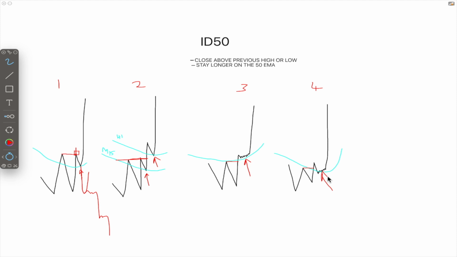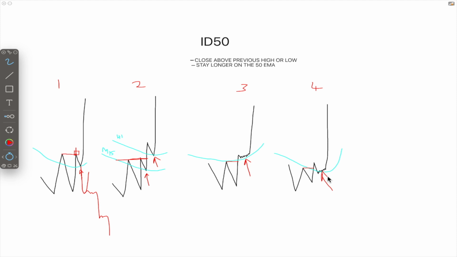Every time you get on the chart, even if there's a peak formation or whatever, just wait for that ID50 and you'll see how amazing your results are going to be. In as much as you might lose some trades, I guarantee you this will change the way you trade. All right. Now, I'll say it again.